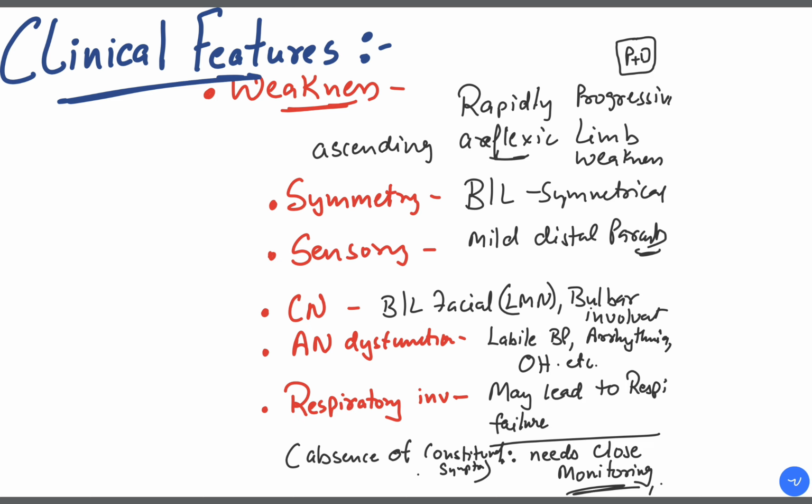Also, autonomic dysfunction can occur. As we all know, autonomic nerves are also a part of the peripheral nerves. They can also get damaged, either by demyelinating or axonal neuropathy, leading to labile BP, that is wide BP fluctuations, arrhythmia, and orthostatic hypotension. Lastly, respiratory involvement can also occur, which may be fatal for the patient and eventually might require mechanical ventilatory support. All of this, plus the patient should not have any constitutional symptoms such as fever, nausea, vomiting, etc. If there are constitutional symptoms, you must consider it a red flag and look out for other diagnoses. So these were the clinical features.